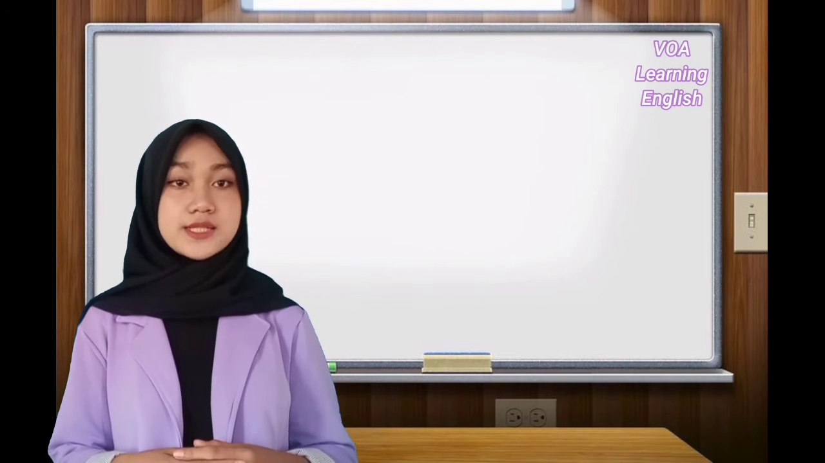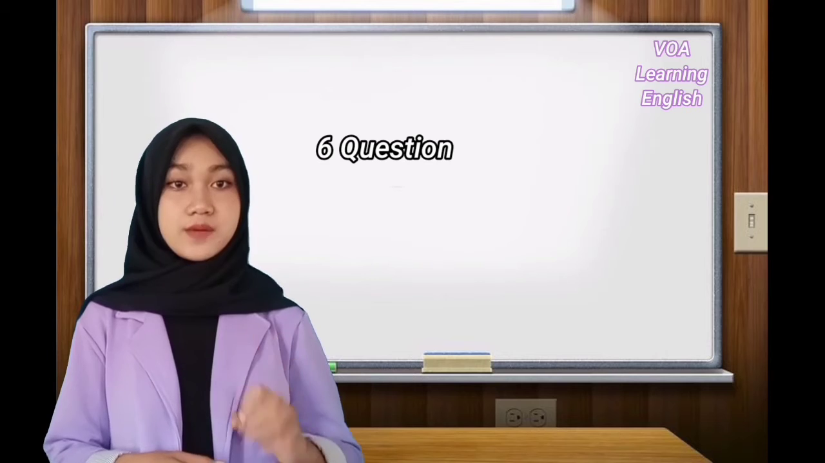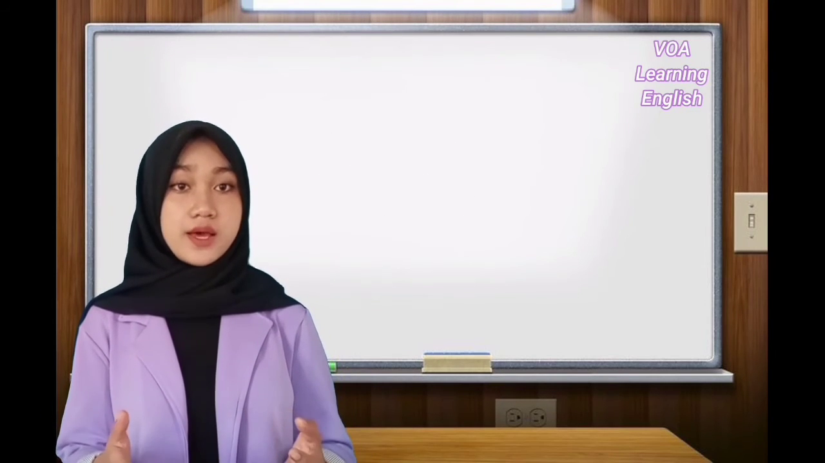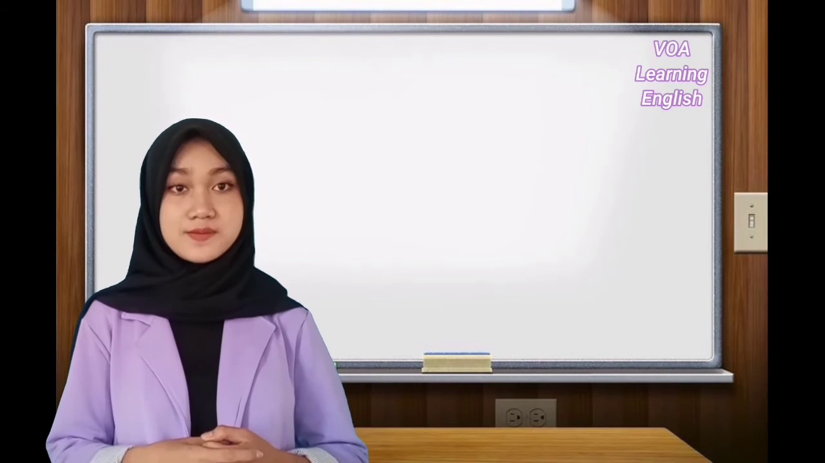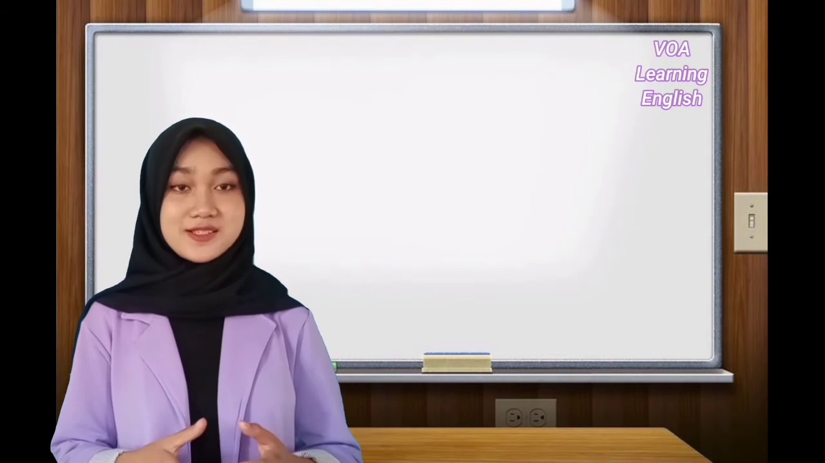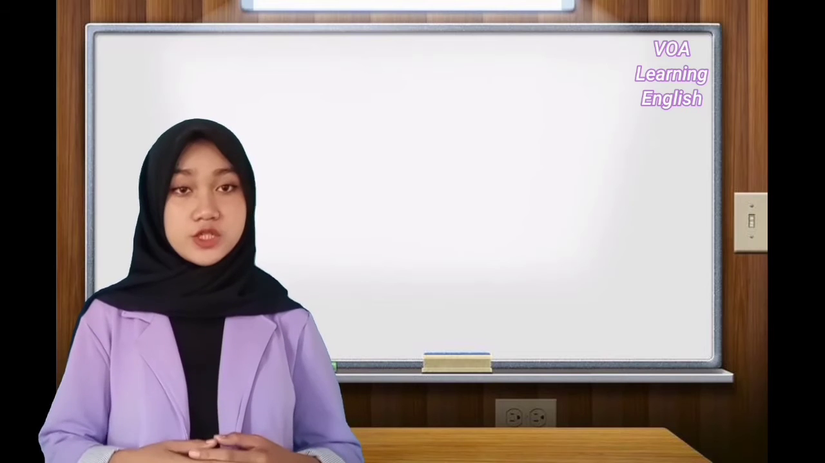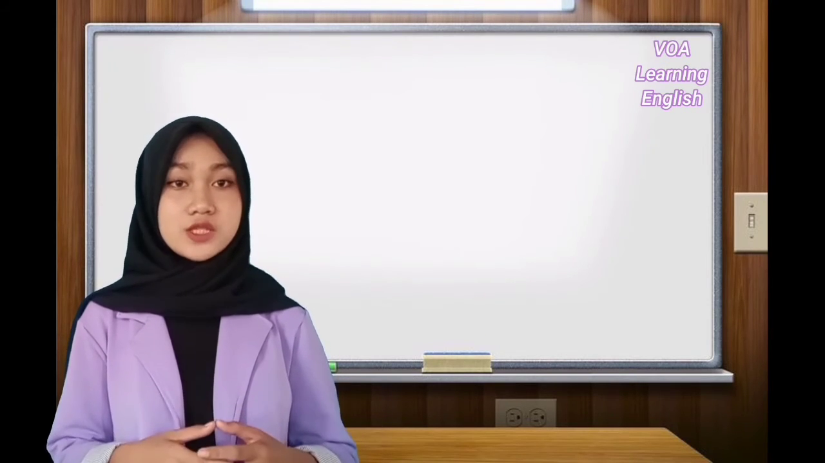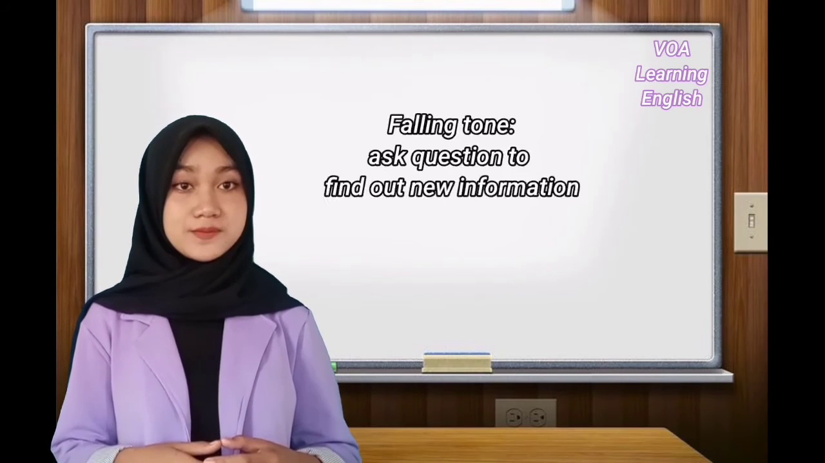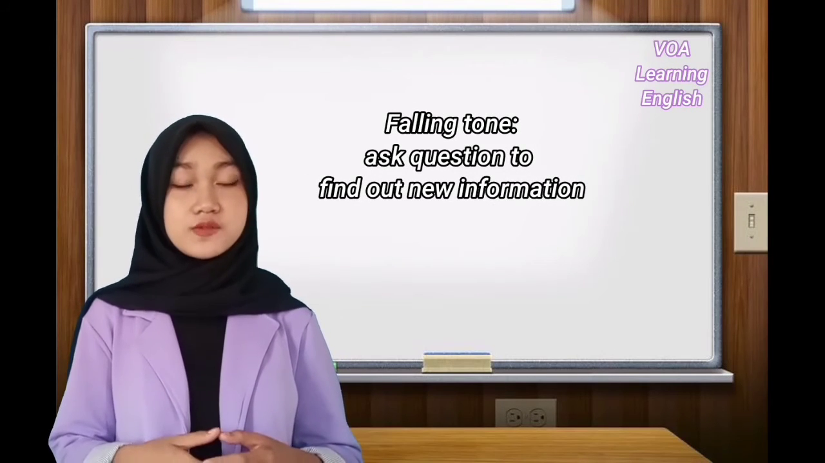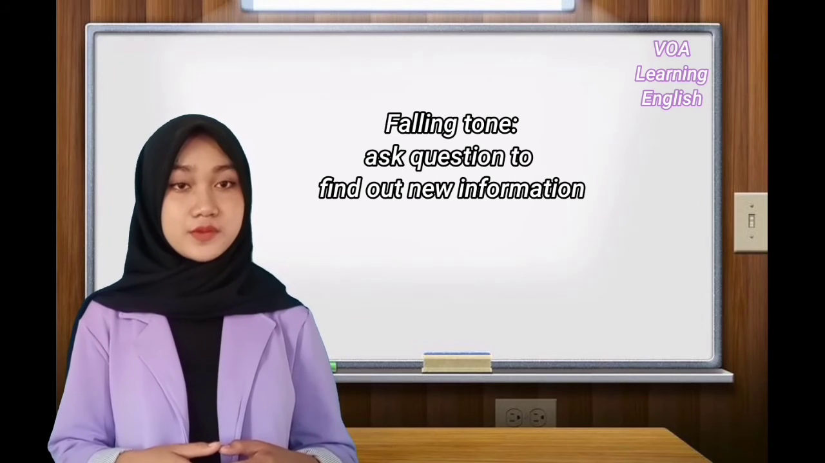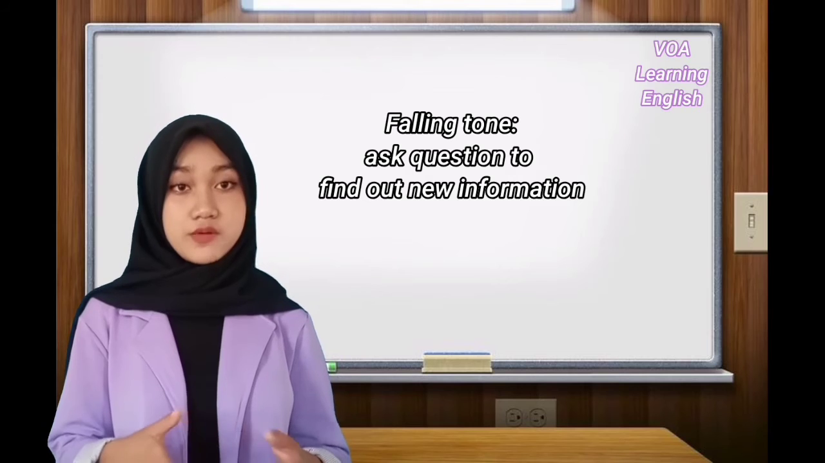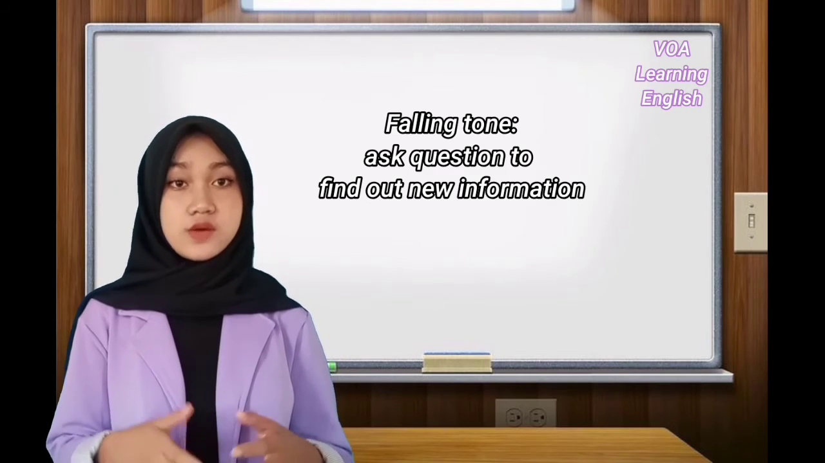In this dialogue, you heard 6 questions. 3 of them had a rising tone and 3 of them had a falling tone. Do you know why the intonation is different in different questions? Yes, sometimes when you ask a question, you have no idea of the answer. You ask questions to find out new information. In this case, you use a falling tone. Where did you go for a vacation? Have you ever been? Did you have a good time?